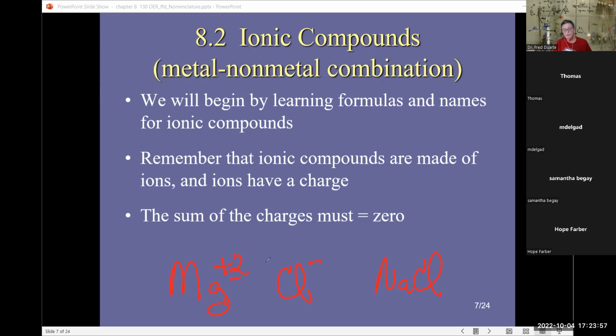Well, with the +2, I'm going to need 2 chlorides to counterbalance the +2 for magnesium, okay? So I write 2 there in front of the chloride, just to remind me that I need 2 of them. And so when I write the formula, that 2 would become the subscript. So it would be MgCl2. And that would be the formula for magnesium chloride. Okay. All right.